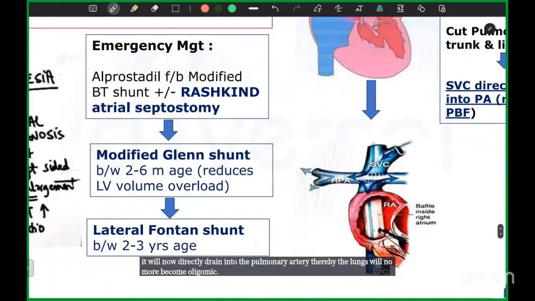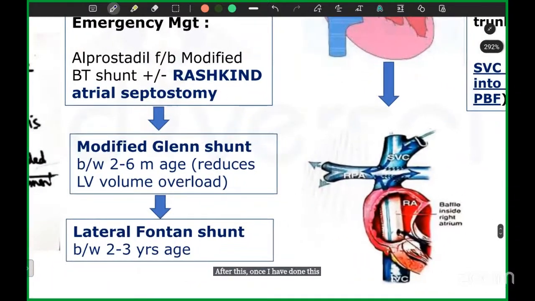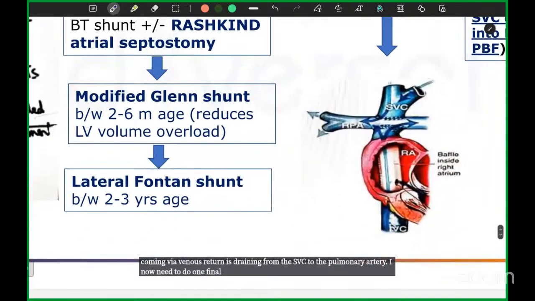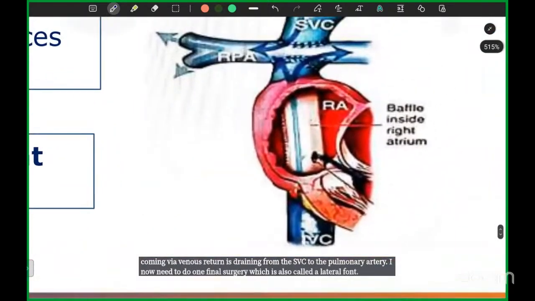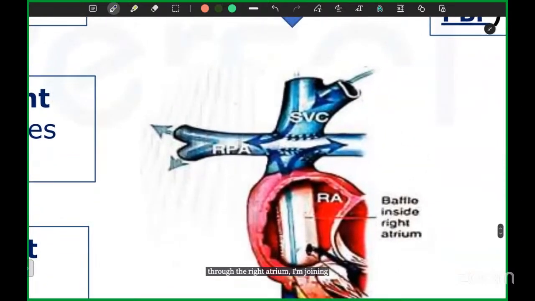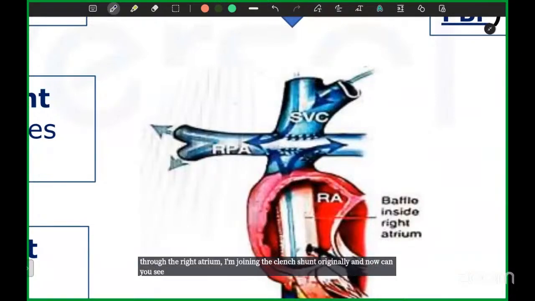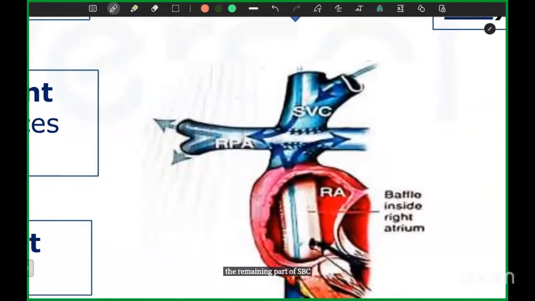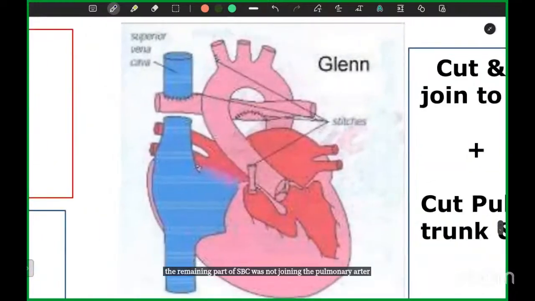After this, once I have done this, I have ensured that no excess blood is overloading the left ventricle, because all the venous return coming via the SVC is draining into the pulmonary artery. I now need to do one final surgery, which is also called a lateral tunnel Fontan. Again, what I'm doing is I'm inflating a bag through the right atrium. I'm joining the Glenn shunt originally, and now can you see, earlier the top part of the SVC was ligated with the pulmonary artery, and the remaining part of the SVC was not joining the pulmonary artery. But here in this case, we have joined this gap.